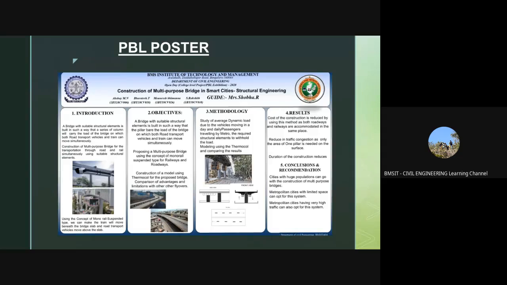Okay, so how are you proposing the slab to be built up? Sir, we'll be designing that in the coming days after learning about the steel structure and about the pillars, sir. Okay. Thank you.